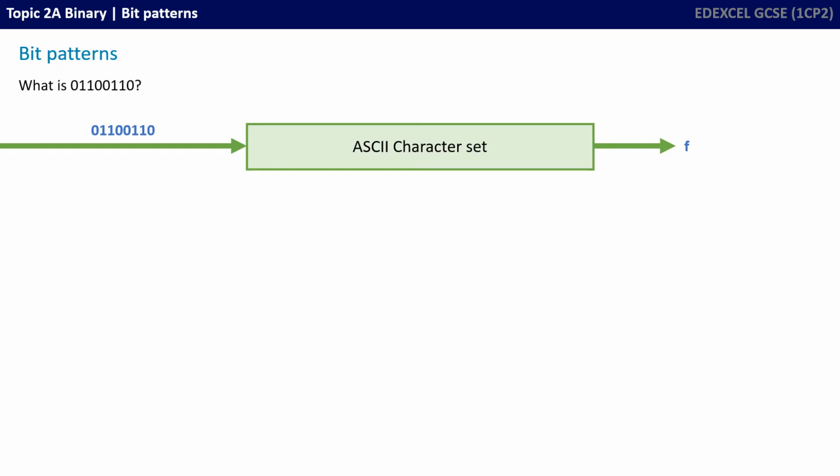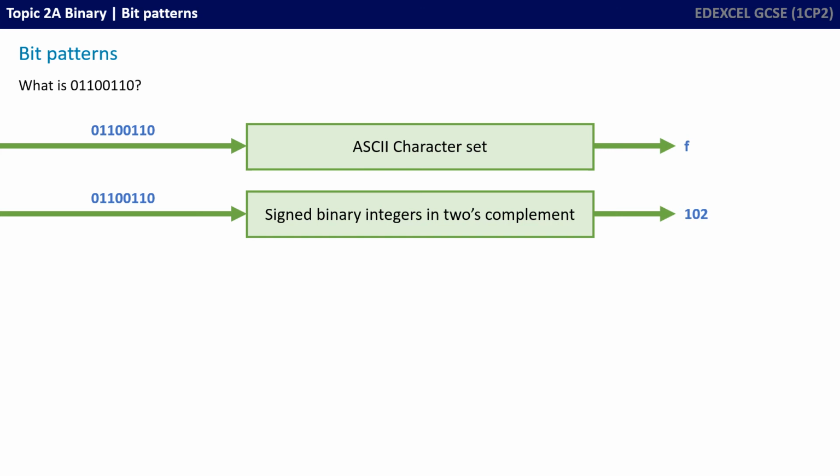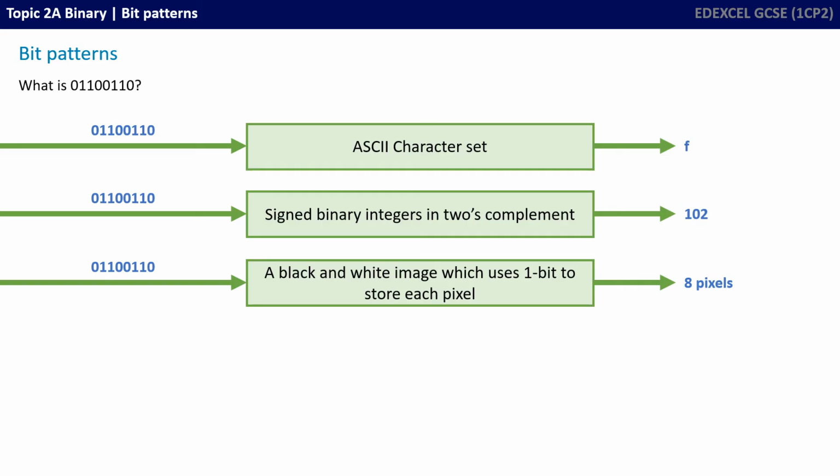So, for example, if we shoved that pattern of bits 011001110 through the ASCII character set, what would pop out would be the lowercase letter f. The exact same pattern of bits interpreted as a signed binary integer in 2's complement would result in the number 102. And indeed, this same bit pattern could be interpreted in many different ways and could represent many different things.